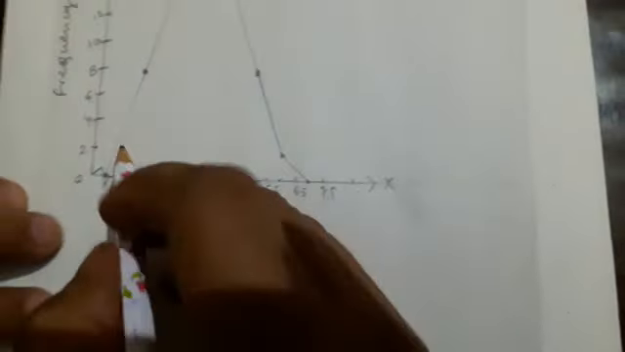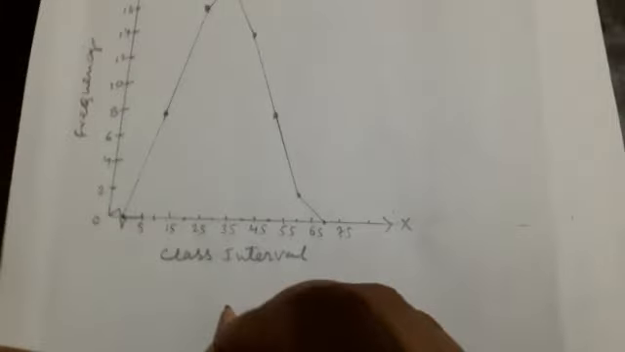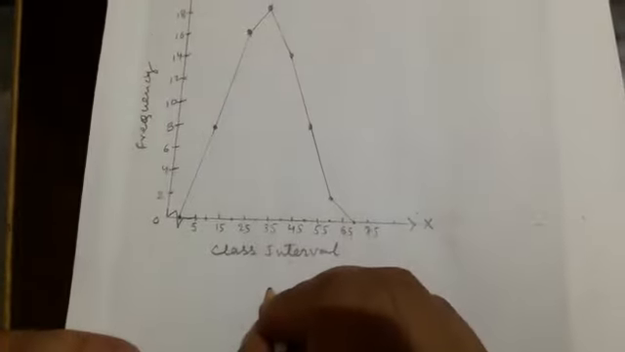Now we will join all these points with the help of a scale, and don't forget to join to the x-axis at 0, on the extreme right and extreme left. This is our frequency polygon without using histogram. So children, today this much only, and we'll see the next topic in the next class.